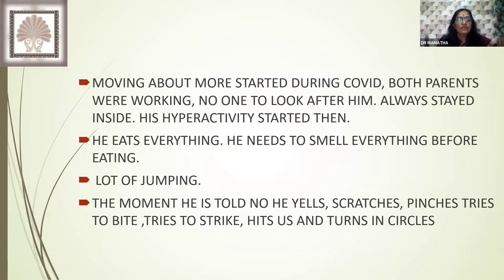So, moving about more started during COVID. As you all know, it was the end of March that the lockdown started. Both parents were working from home, so there was no one to look after the kid. Both of them were busy with their work. Earlier, this child was going to some school, but there were no schools or maids allowed during that time. So they always stayed inside, and his hyperactivity started then. Earlier, he was somewhat autistic with delayed milestones, but hyperactivity was not this pronounced. He eats everything. He needs to smell everything before eating. Lot of jumping.